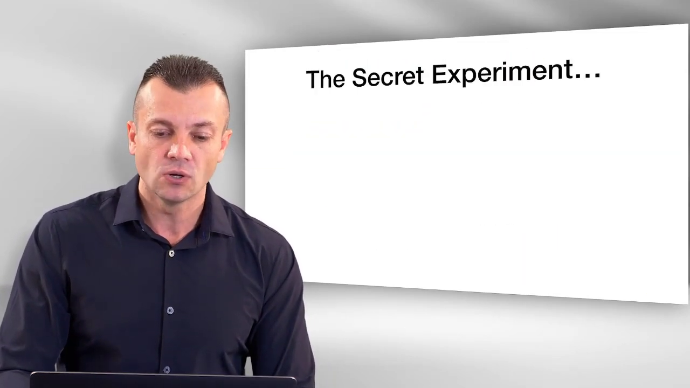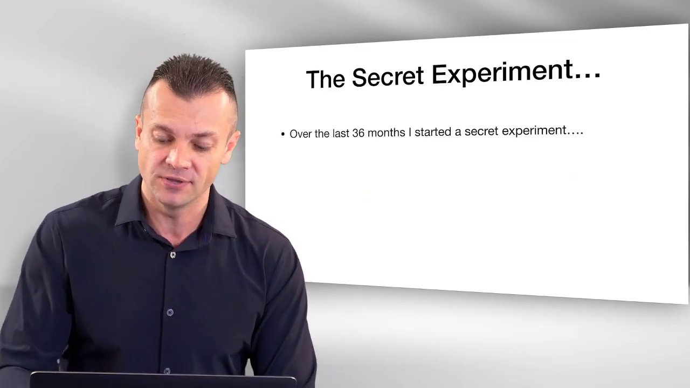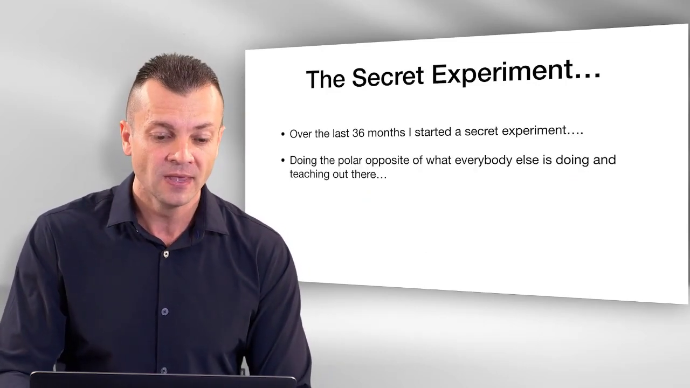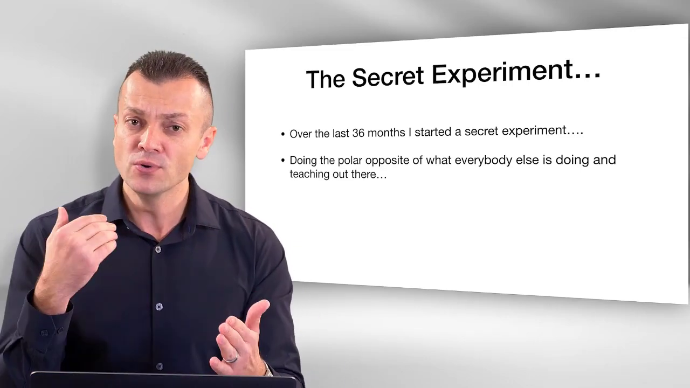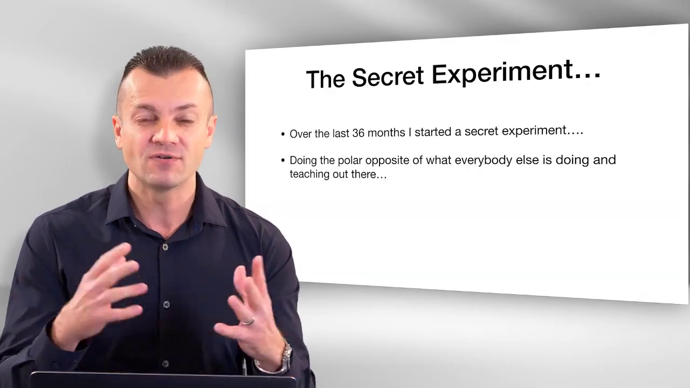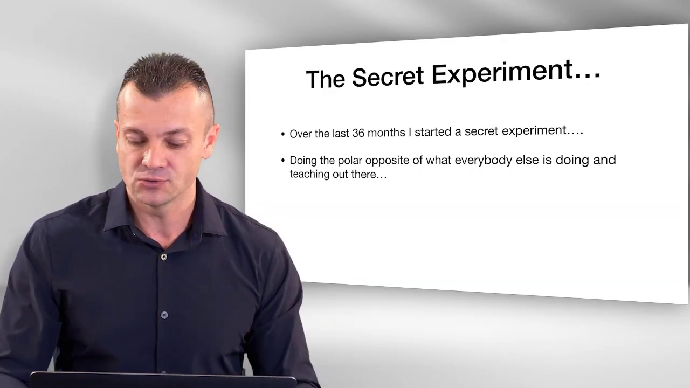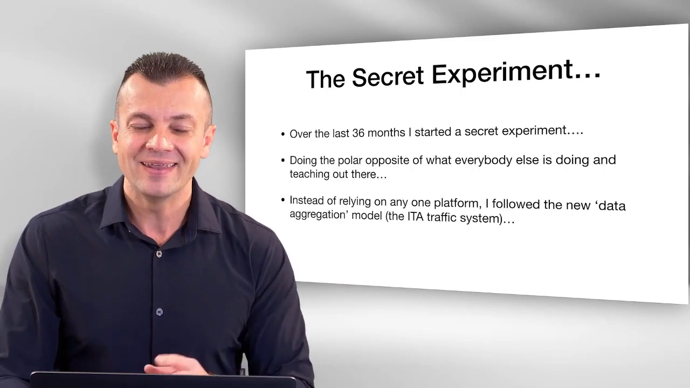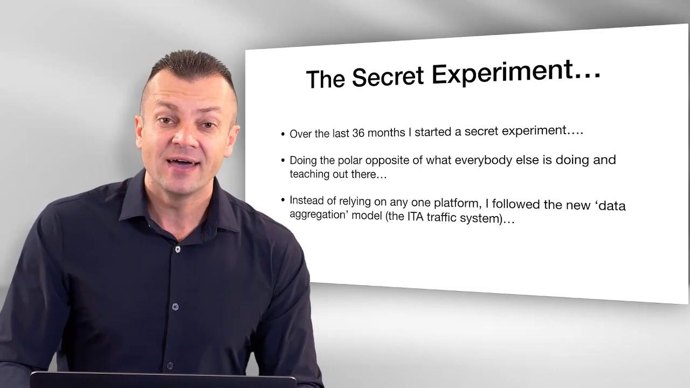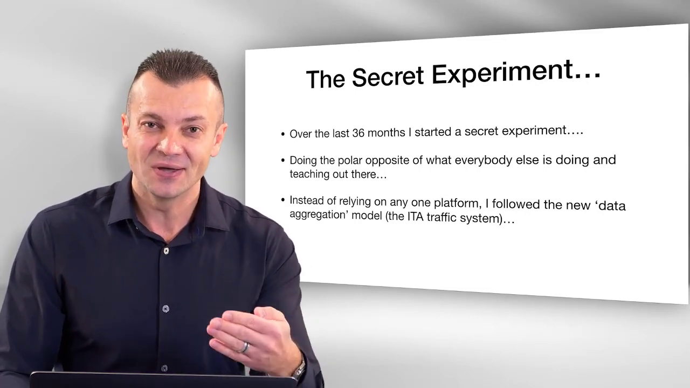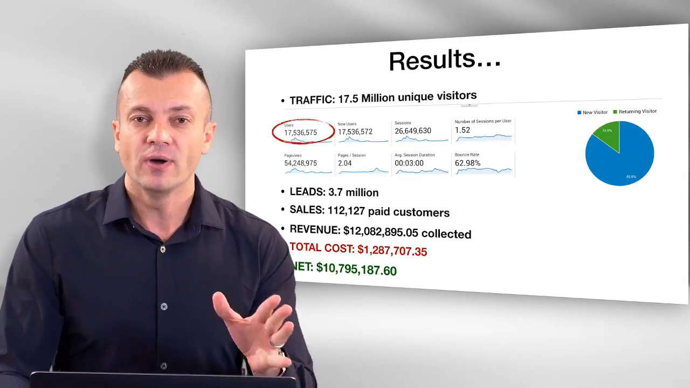Look, I want to give you the result of this. So over the past 36 months, I've been running a secret experiment on this model. Let me show you what it's done for us, right? So I have deployed a campaign doing the polar opposite of what everybody else is doing out there in the traffic generation, marketing, and sales world. Okay, and so instead of relying on any one platform, what I did was I followed what's called data aggregation, this new traffic model that I've developed, and now we teach this inside the Internet Traffic Academy. Anyway, here are the results.